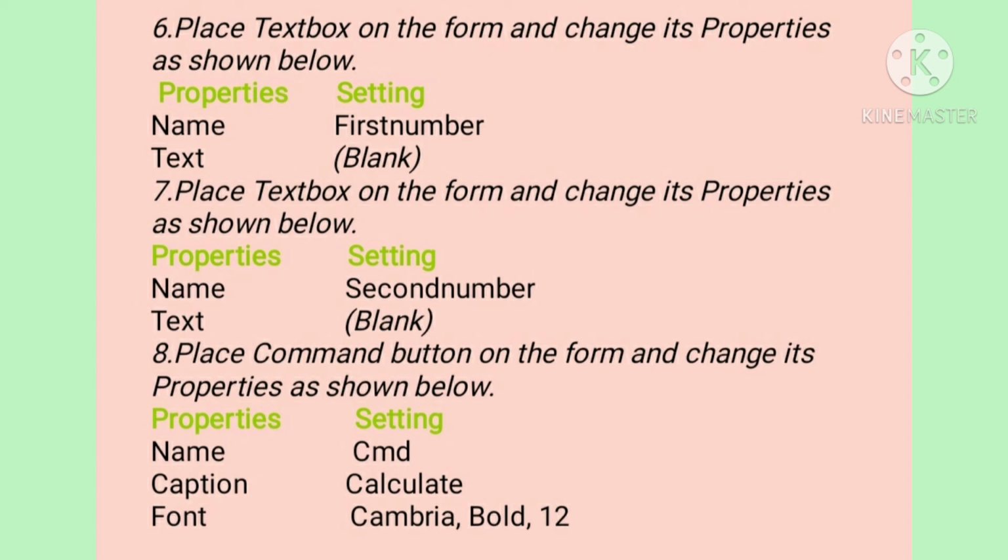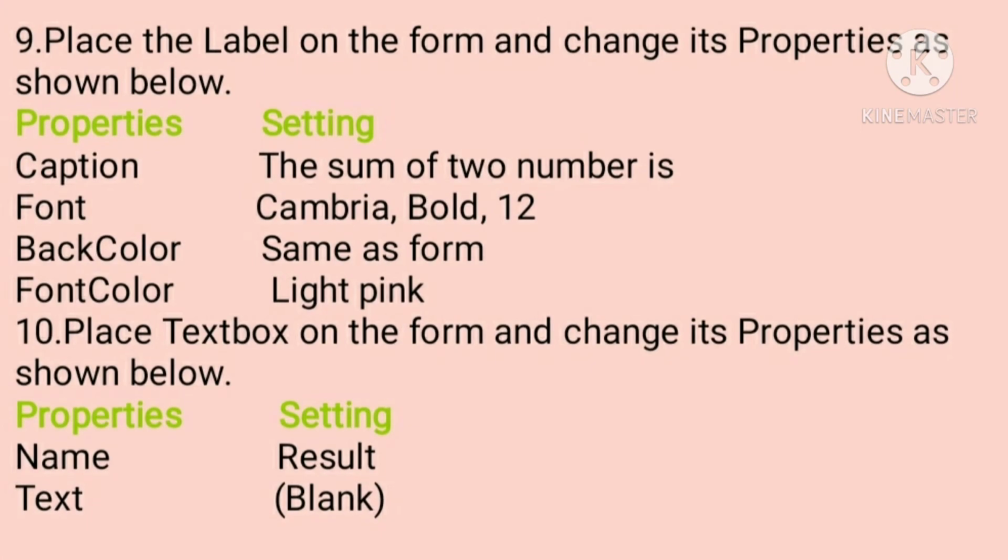Place a command button on the form and change its properties. Name CMD. Caption. Calculate. Font. Cambria bold 12. Now we will place the label box on the form and change its properties. Caption. The sum of the two numbers is. Font. Cambria bold 12. Back color same as form. Font color light pink.